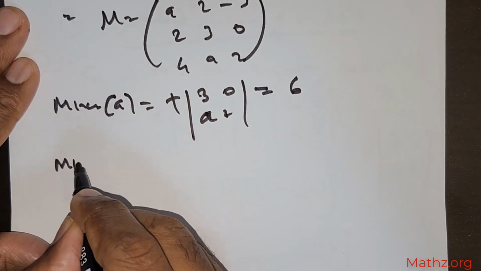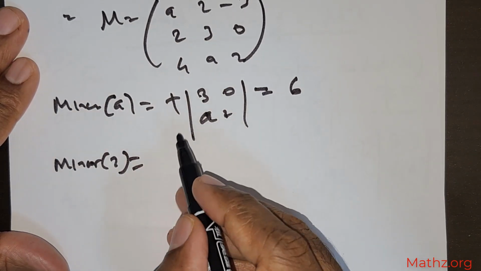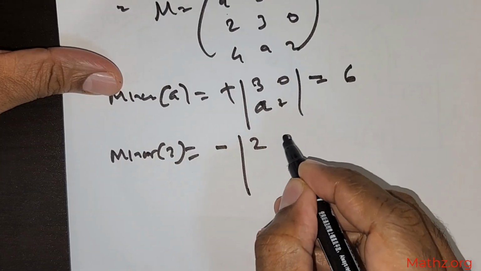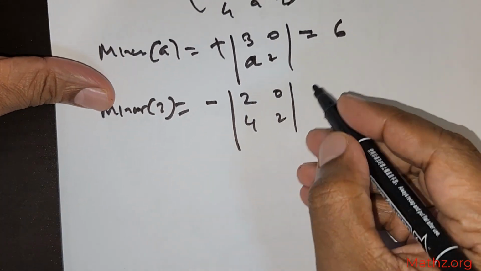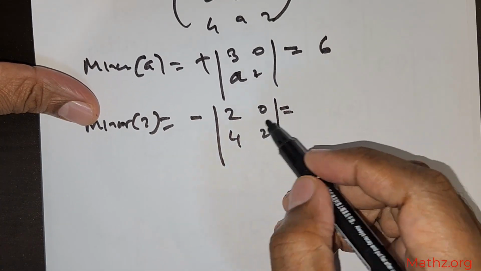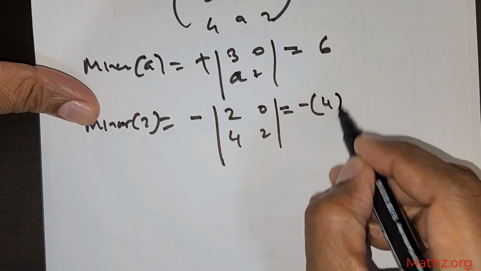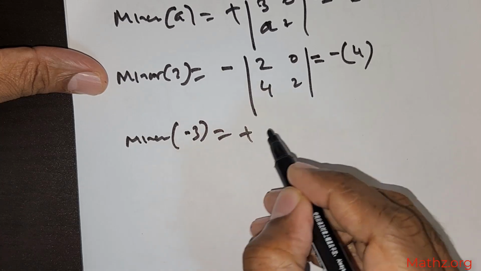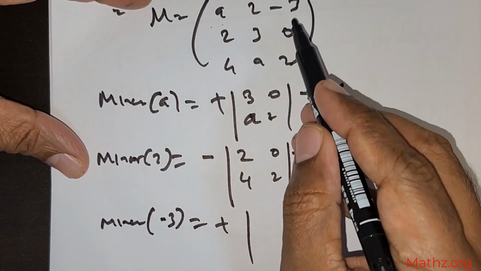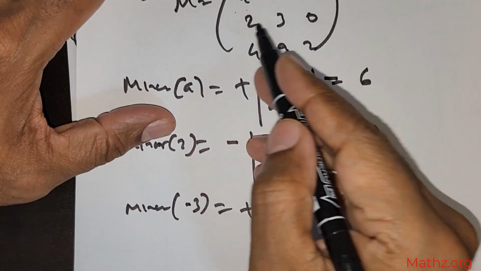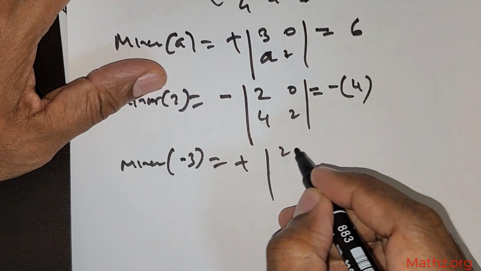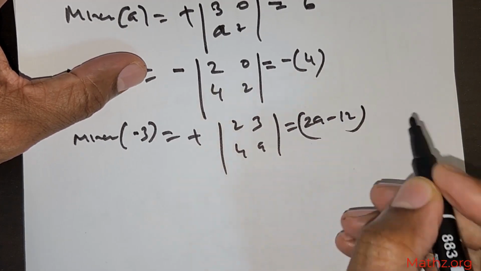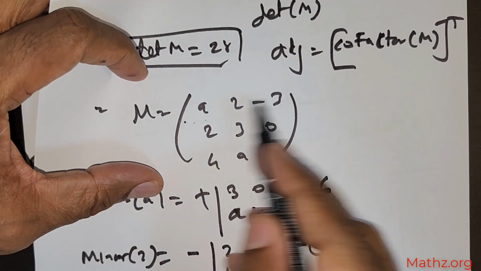Next is the minor of 2. So we follow it up. This is going to be negative. So you get 2, 0, 4, 2. Now this is going to be 2 times 2 is 4. Next, the minor of negative 3 is going to be positive. You leave the row and the column. So that's going to be 2, 3, 4, A. So this is going to be 2 times A, negative 12. So the first row is done.